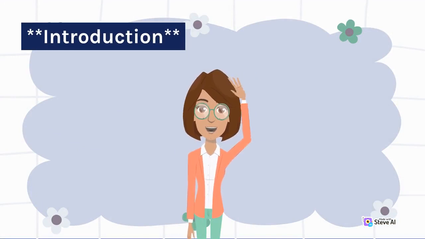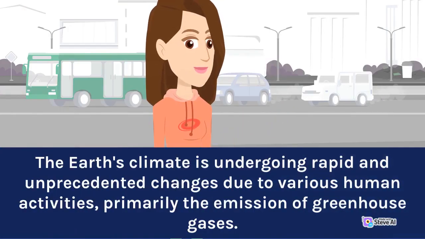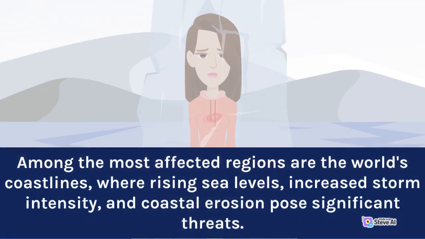Introduction. The Earth's climate is undergoing rapid and unprecedented changes due to various human activities, primarily the emission of greenhouse gases. Among the most affected regions are the world's coastlines, where rising sea levels, increased storm intensity, and coastal erosion pose significant threats.